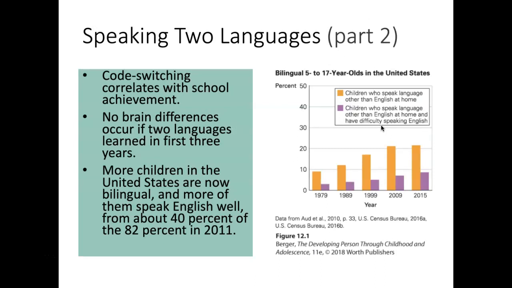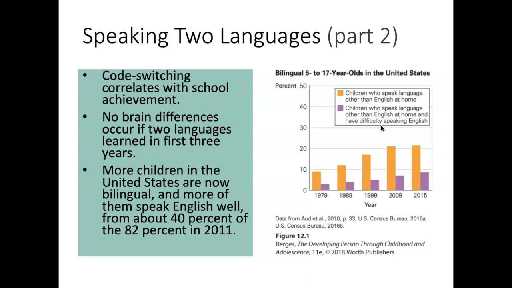Code switching, or the ability to speak multiple languages, correlates with school achievement. Children achieve at a higher level if they're truly bilingual and can code switch between languages. There are no brain differences. If the 2 languages are learned in the first 3 years, children can speak both fluently, depending on how they're taught. They need to be taught with clarity, conciseness, and accuracy.